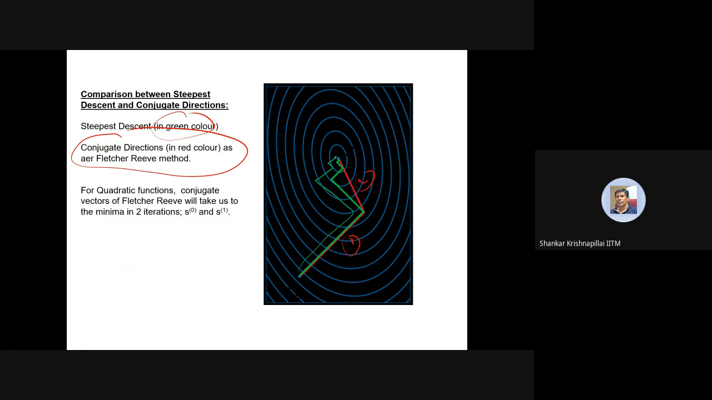Okay, so now let us look at one solved problem. That is a simple quadratic function where you are supposed to get the minima in two line searches. The starting point is also given. It is 0, 0.